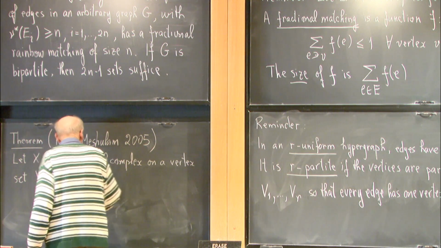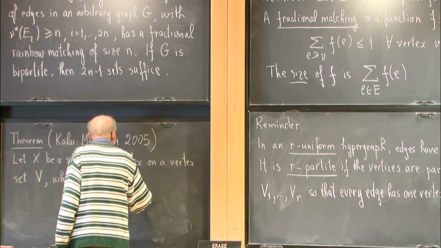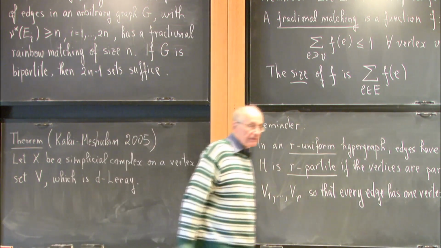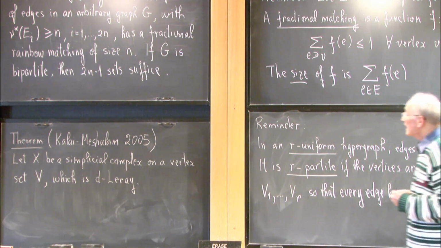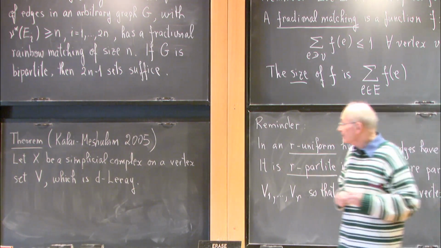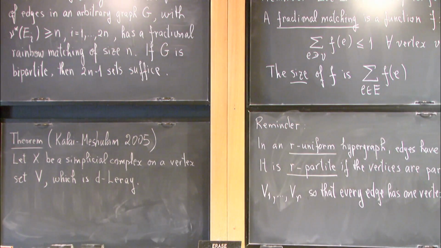Which is, and this is the key topological property, d-Leray. D-Leray-ness is a homological property of the complex, saying that both the complex itself and any induced subcomplex has trivial homology in dimensions d and above. So if you know what that is, then I reminded you of this. Otherwise, I won't go into this anymore.